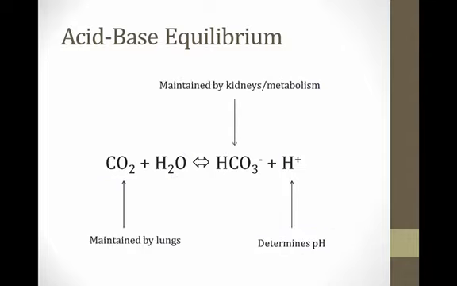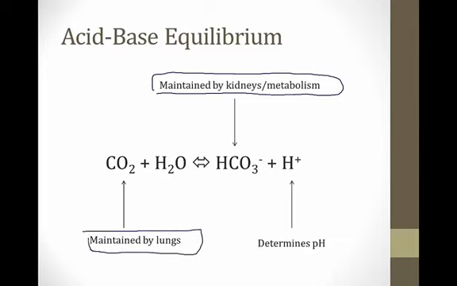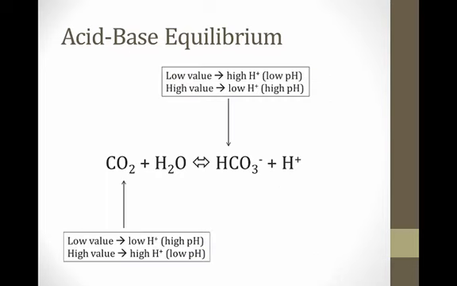In addition to the equation, the next thing you need to know is that the level of bicarbonate is maintained by the kidneys and metabolism. The CO2 levels are maintained by the lungs, so you can get a high or low CO2 level if the lungs aren't working. So as I said, to understand acid-base disorders, you simply need to remember this equation.